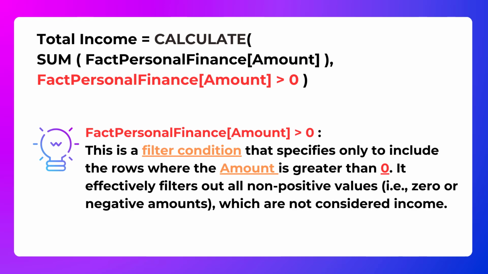Okay, next up we've got the personal finance amount where it's greater than 0. Well, this is a filter condition that specifies to only include the rows where the amount is greater than 0. It effectively filters out all non-positive values, that is 0 or negative amounts, which are not considered as income.